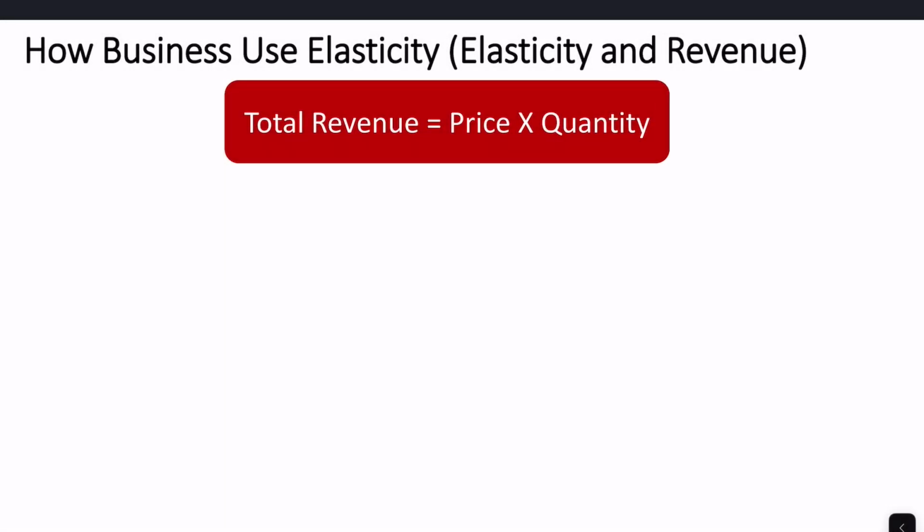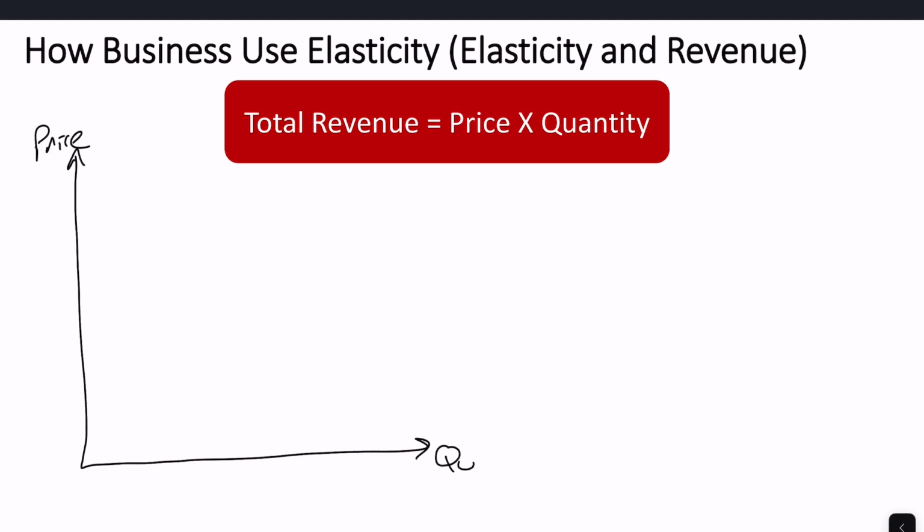Okay, first, I need to show you and define what revenue is and how we can derive that from a demand curve. Total revenue for a firm is going to be the price of the unit that they sell times the quantity of the units that they sell. We can develop this on a demand curve with price on our y-axis and quantity on our x-axis, and we can put a downward sloping demand curve in there.